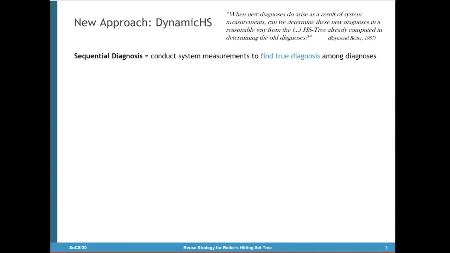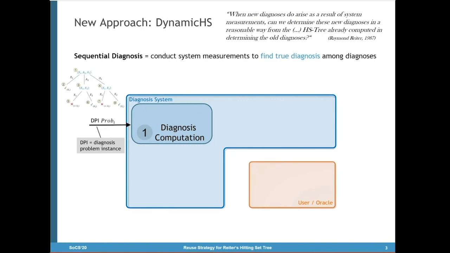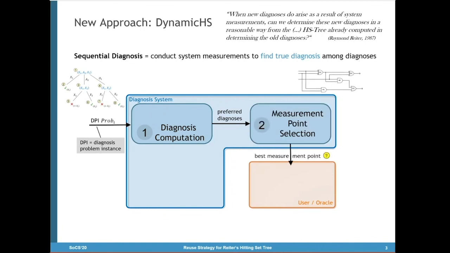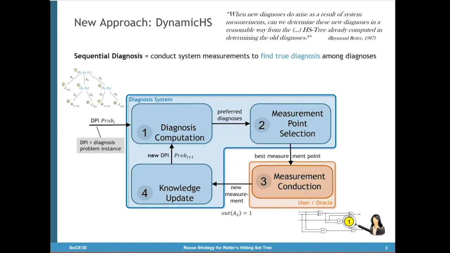Let me give you some more details on the sequential diagnosis process. Given a diagnosis problem instance, we have the first module, which is the diagnosis computation, which builds some search tree, for instance, an HS tree. The output preferred diagnoses are forwarded to the second module, which is the measurement point selection, where usually some heuristics are used in order to find the best point where to make a measurement. Next, we have the measurement conduction step, where the oracle actually performs the measurement, which is then forwarded to the fourth phase, which is the knowledge update phase, where a new DPI is constructed from the current DPI by adding the new measurement to it. This loop is iterated until some diagnostic goal is reached, and finally the best diagnosis is returned.